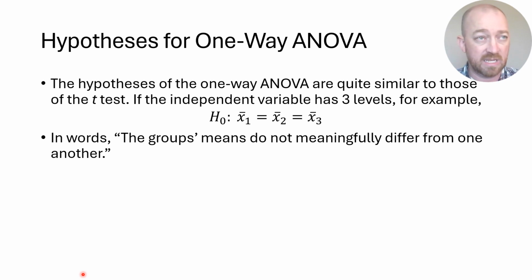Or in other words, the default hypothesis is that the groups' means are not going to differ whatsoever. In other words, our independent variable had no influence on the dependent variable. Our manipulation had no effect whatsoever on that dependent variable.